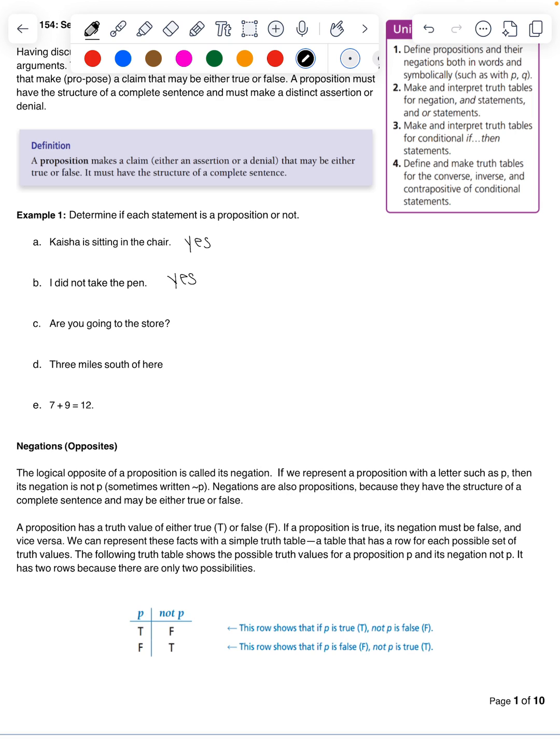Letter C, are you going to the store? This is a question. This is not a proposition. It doesn't assert anything. It's just asking someone, are you going to the store?